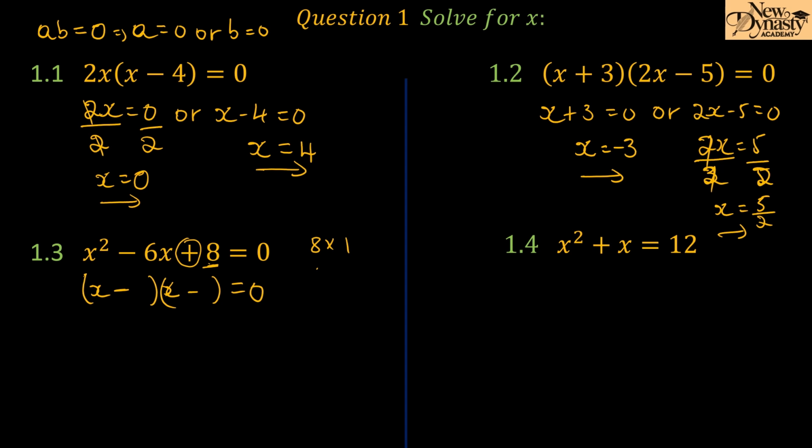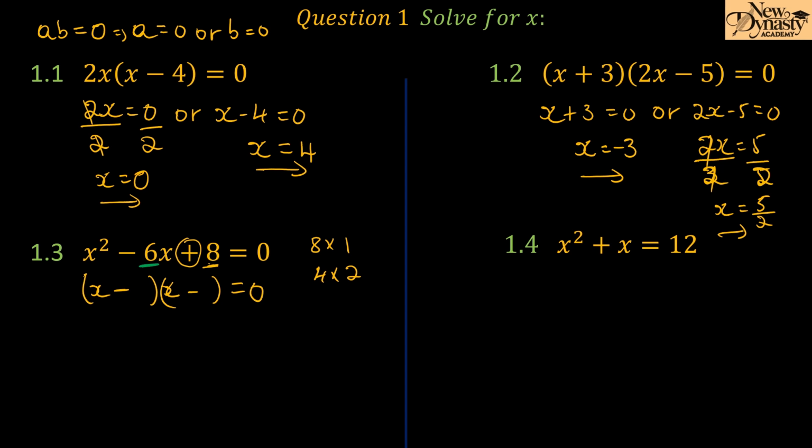8 and 1, first pair. 4 and 2, the second pair. So these are the pairs that you have here. Now from these pairs of factors, you go on and look at what my middle term is. Your middle term is negative 6.